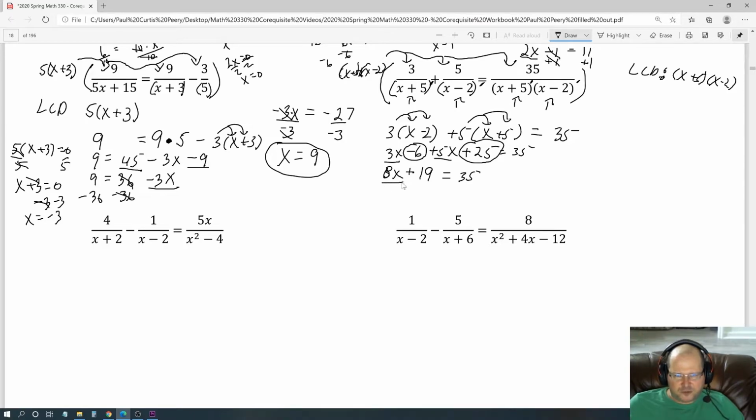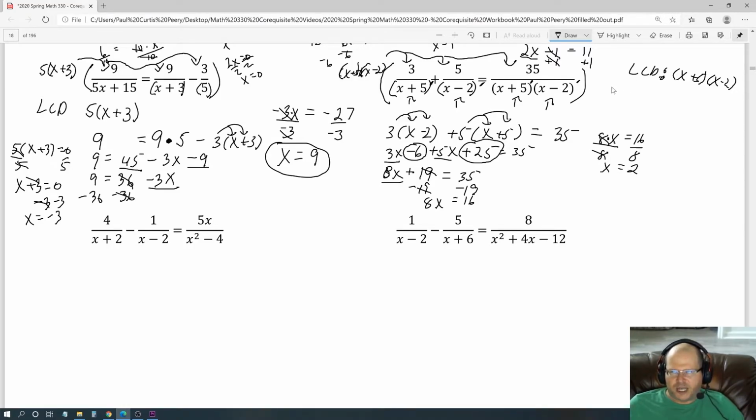Next, we want to get all the variables on one side. Check, already done. We will get all the constants on the other side. So minus 19, cancel, cancel, ends up with 8x is equal to 16, because 35 minus 19 is 16. Let me finish it over here. So we end up with 8x is equal to 16. Next, we undo the multiplication of x by 8 by dividing by 8. Whatever we do to one side, we do to the other, gives me x equal to 2.